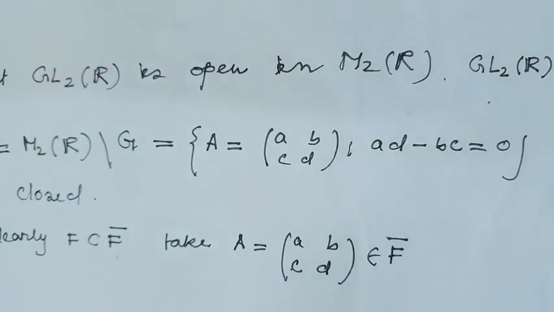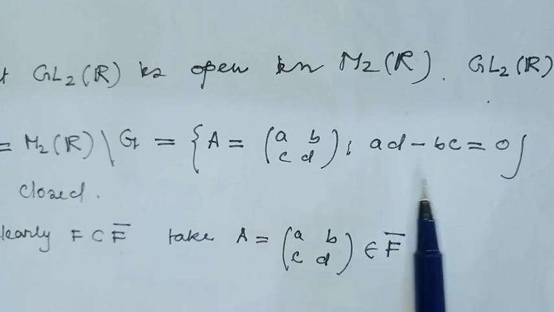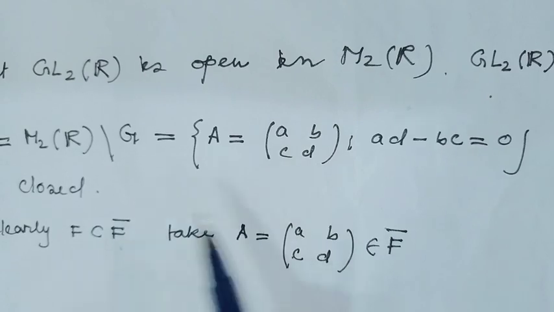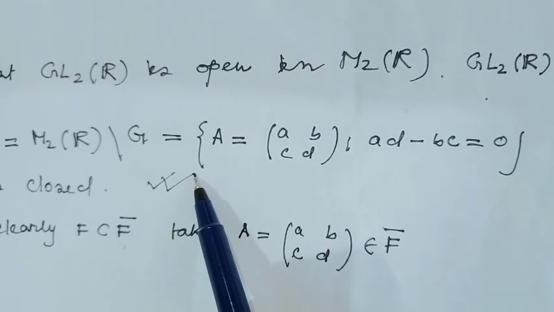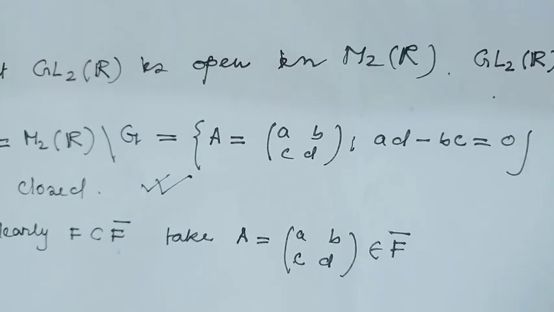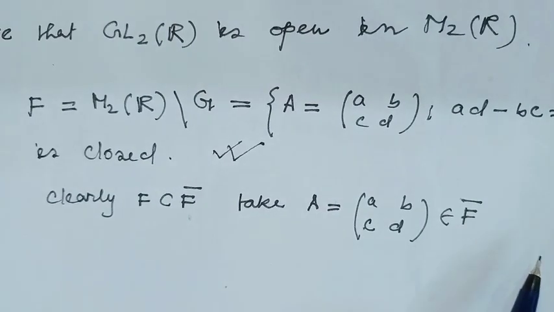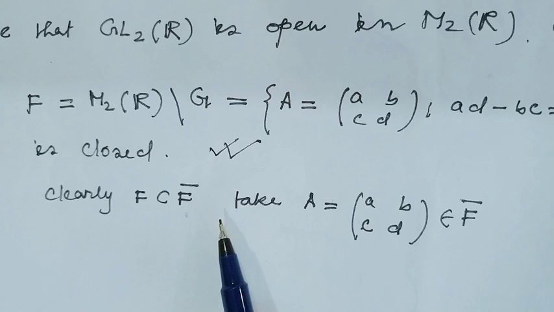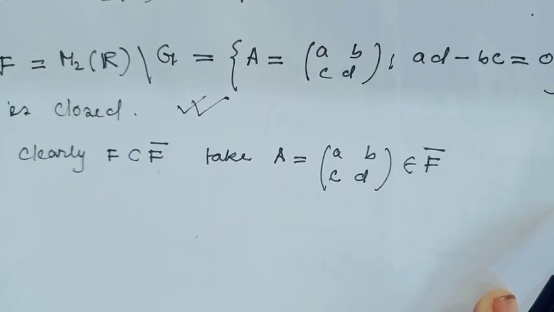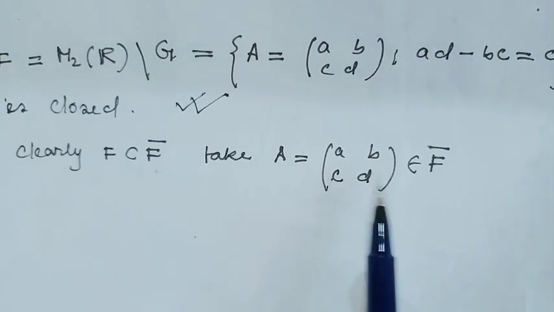Since this is the complement, this is equal to the set of [a, b; c, d] such that ad minus bc equal to 0. We have to prove this is closed, and if this is closed, then our given GL_2(R) would always be open. Consider the set as F. Clearly, F is always contained in F closure. For this, take one arbitrary matrix in F closure, take A equal to [a, b; c, d].